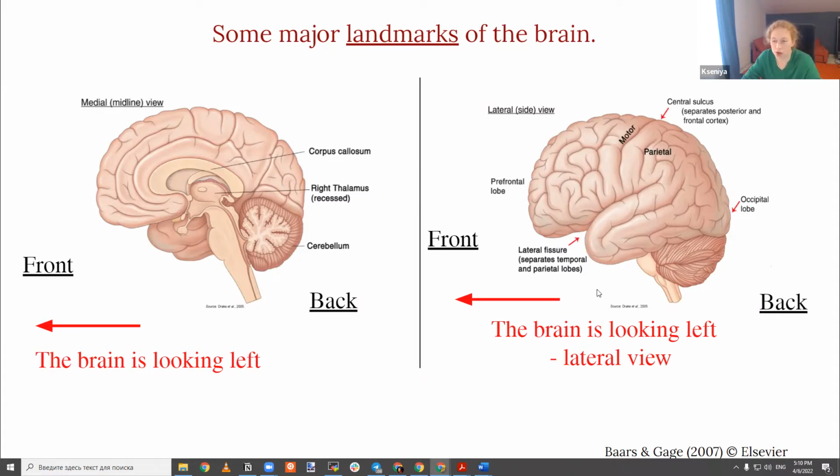Notice that the brain is looking to the left in both figures. You should be able to identify which way the brain is looking and which plane of section you are seeing. But usually the brain is looking to the left, so the cerebellum is in the back side of the brain, and here you also can see the cerebellum.